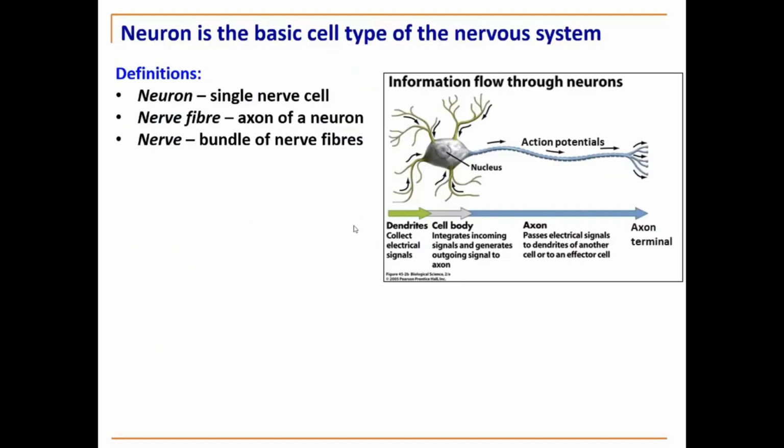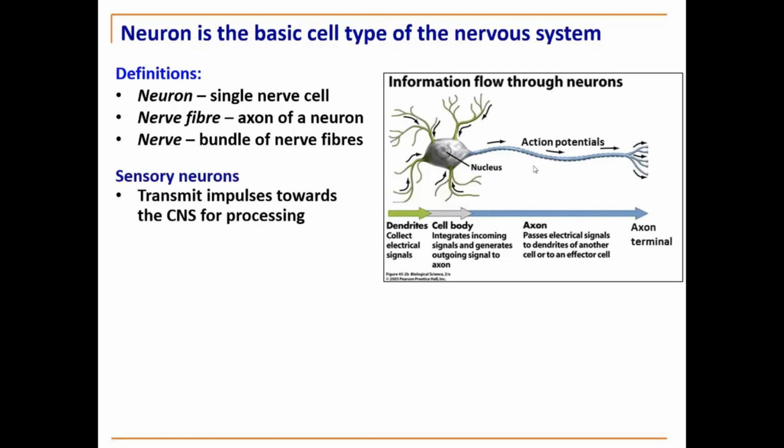So if we look at our simple definitions, a neuron is a single nerve cell, and that is shown in this information. Remember what we talked about with this particular cell. You've got the dendrites that collect the information. Okay, and depending on the strength of that information, if it's strong enough and it reaches what's called threshold, you generate an action potential that goes down the axon to the axon terminal where further signals are released. So a nerve fiber is the axon bit, and a nerve is a bundle of these nerve fibers, so a bundle of the axons.